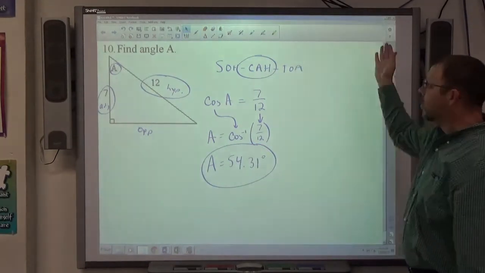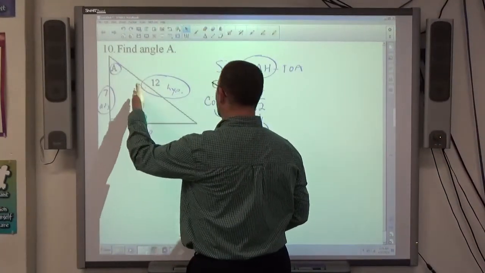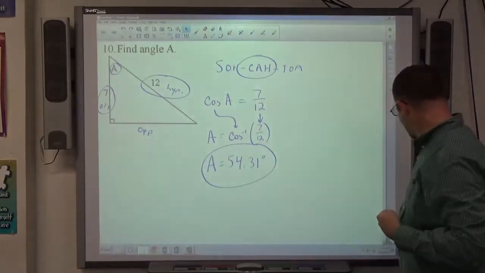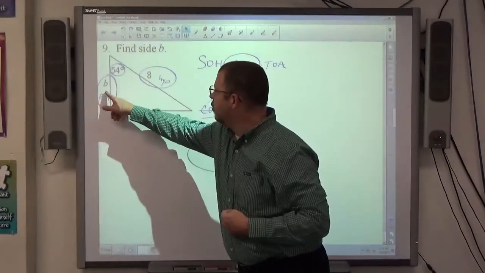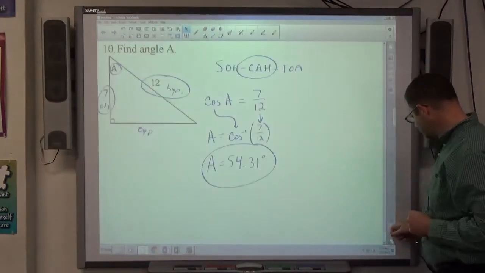So on the test, remember SOHCAHTOA, identify your three sides. Again, in this problem, the two sides you know establish which trig function is helpful. In the problem back here, the side you want to know and the side you do know establish which trig function is helpful in finding what you're looking for.